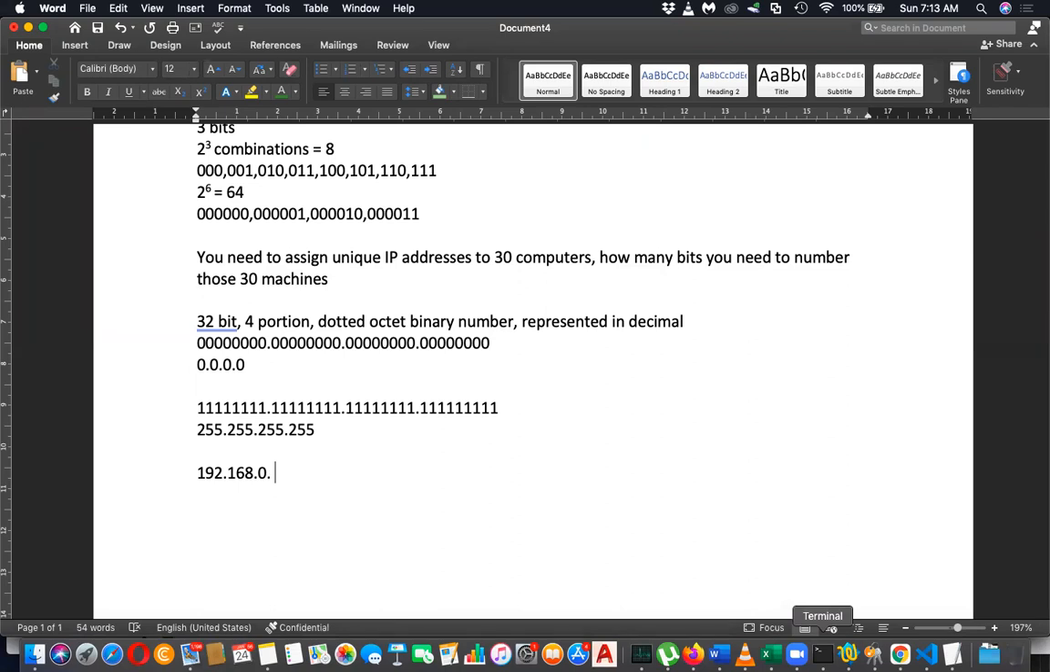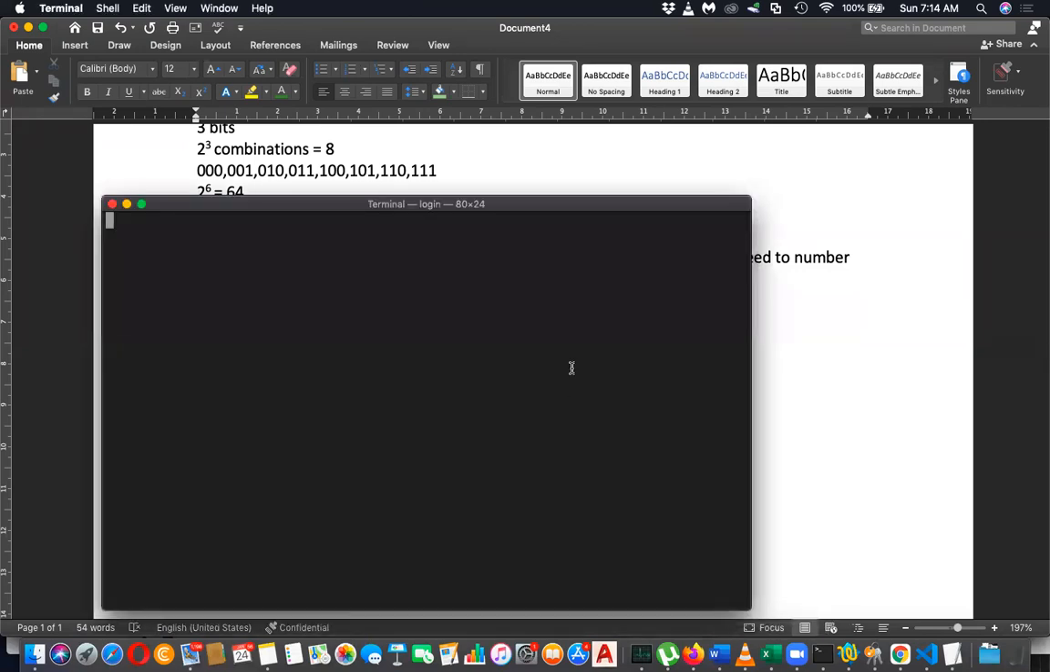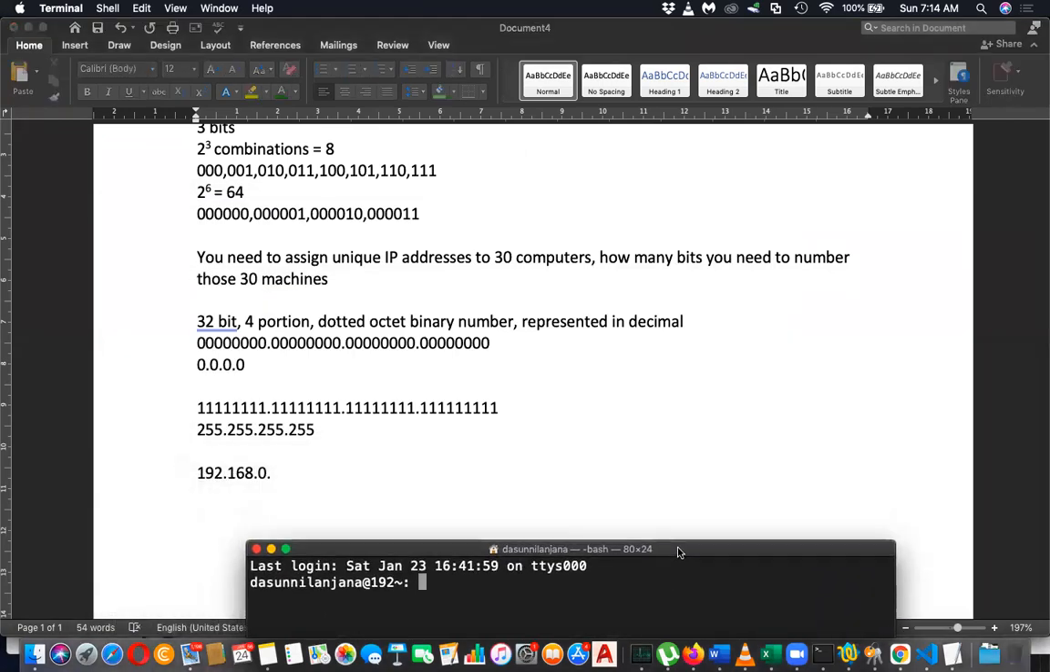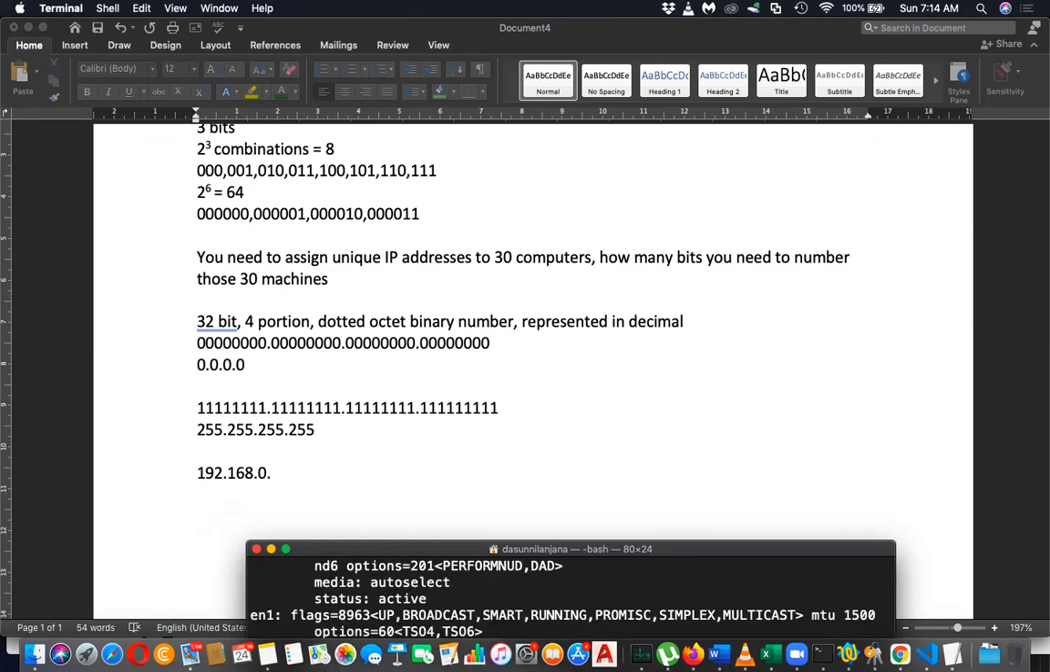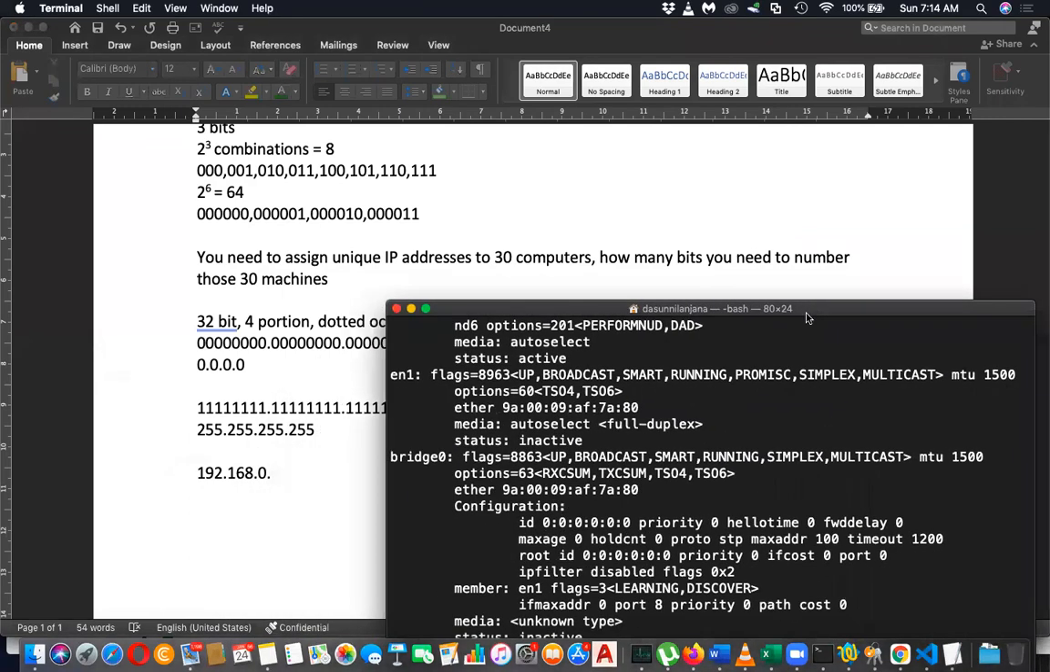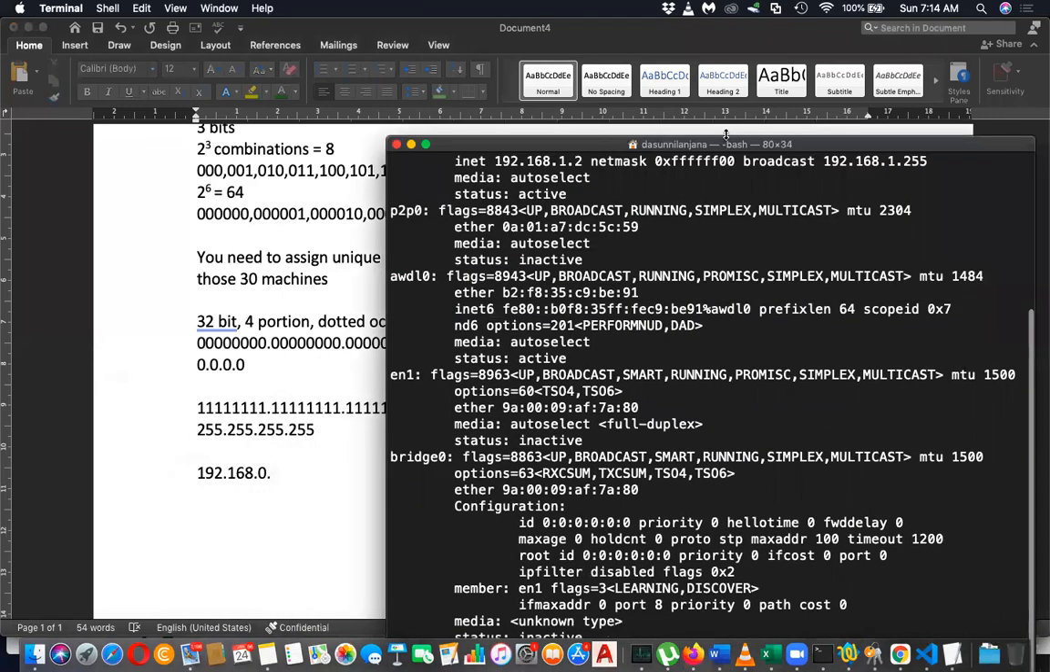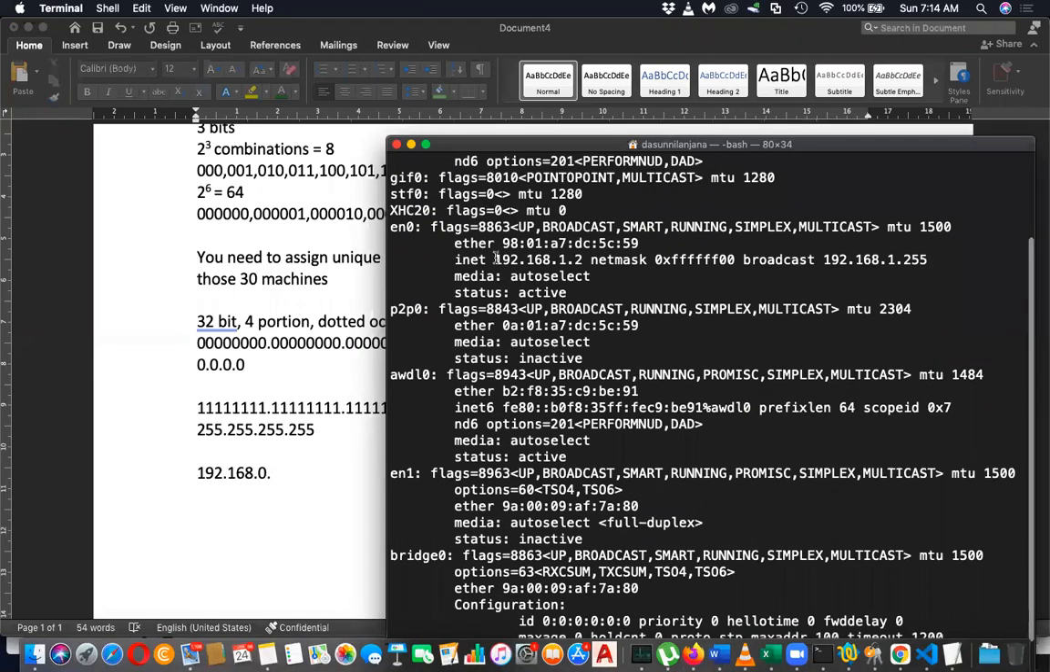I have already told you two methods. Method number 1. You can go to command prompt and type ipconfig. In Linux it is ifconfig. In Windows, go to command prompt and type ipconfig. Then you can see the IP address. Here 192.168.1.2 is my IP.